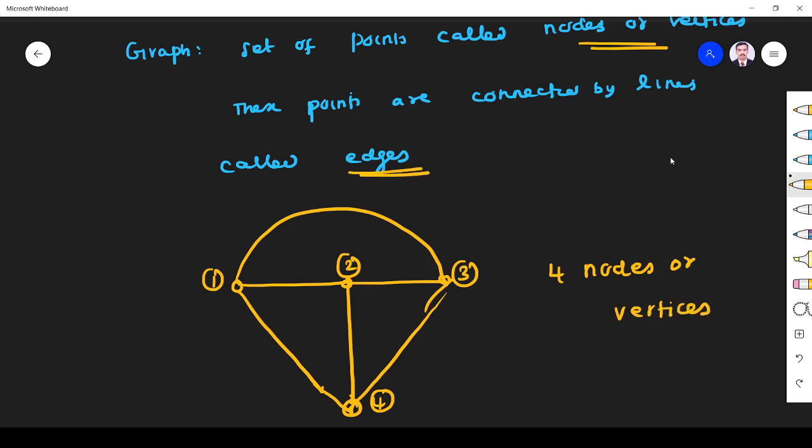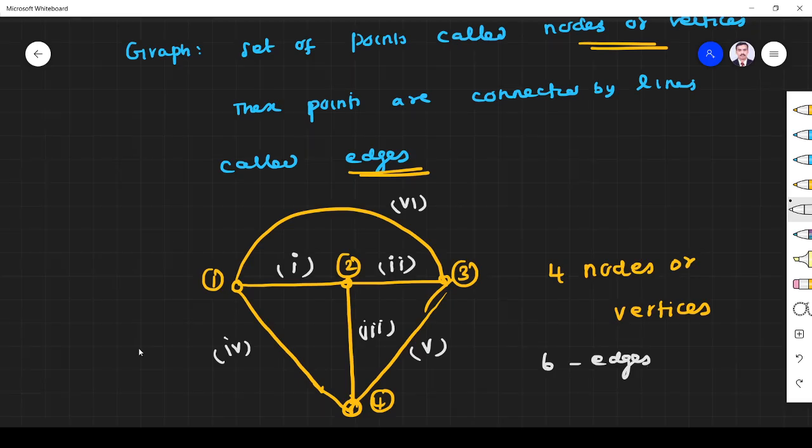What are edges? Edges are nothing but the lines which connect vertices. These two vertices are connected by this line, so this is one edge. Let us assume it is edge one. These two vertices are connected by another edge, edge two. Then these two vertices are connected by edge three. Here these two vertices are connected by edge 4, this is 5, this is 6. So we have 6 edges. Edges are nothing but lines which are used to connect two vertices.